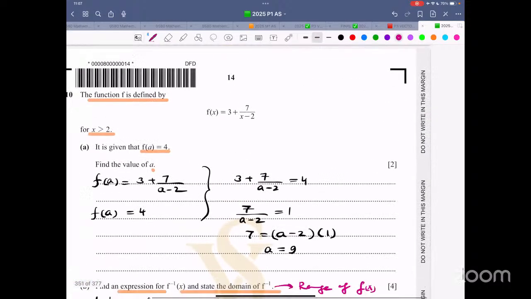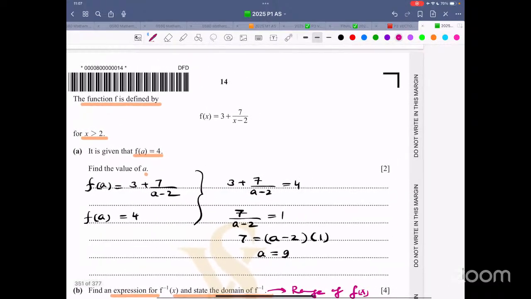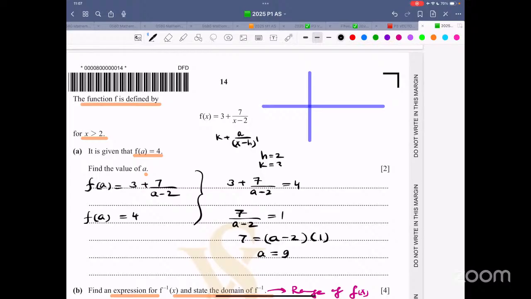Now, how can I get the range of f? What I'll do is simply sketch this graph. So now over here, let me draw the x-axis and the y-axis. Either I can do it with functions, the transformation, or I can write it like a over x minus h power 1 plus k. So therefore, h is 2 and k is 3. So I prefer this way. So h is 2, that is x equals 2, and k equals 3. It's not drawn to scale.